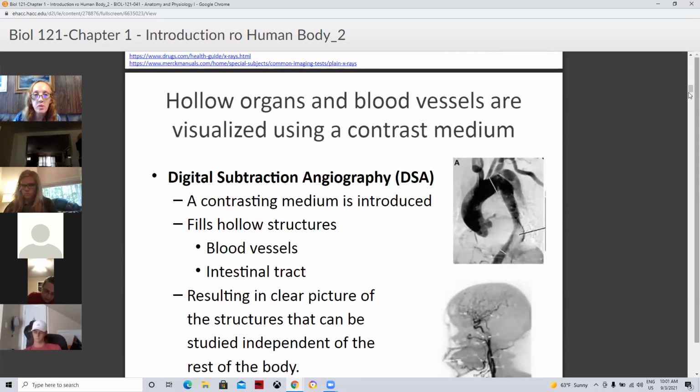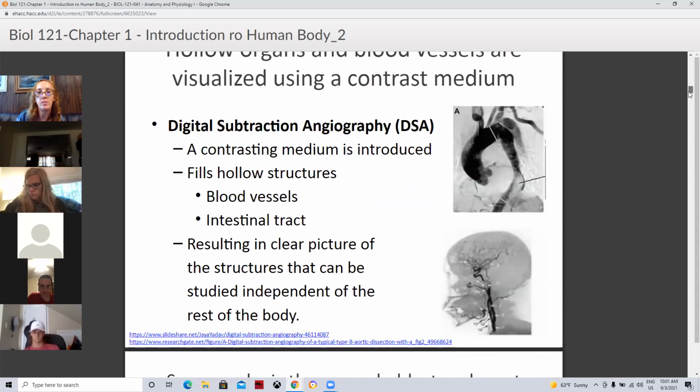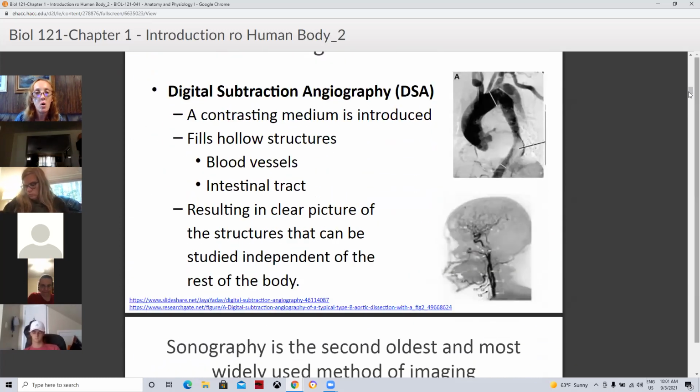Hollow organs and blood vessels can be visualized using what's called a digital subtraction method, or digital subtraction angiography. Angio means blood vessel. What does graphy mean? If you break up that word, what does graphy mean? Picture. A picture. So angio means blood vessel, graphy means picture. So it's taking a picture of the vessel.